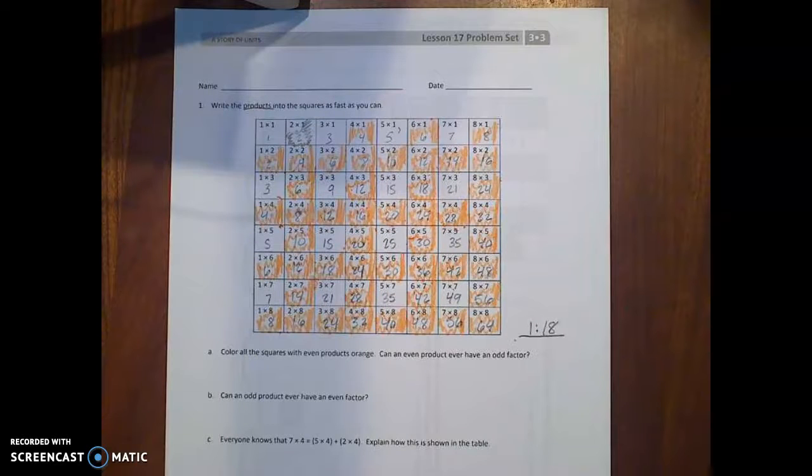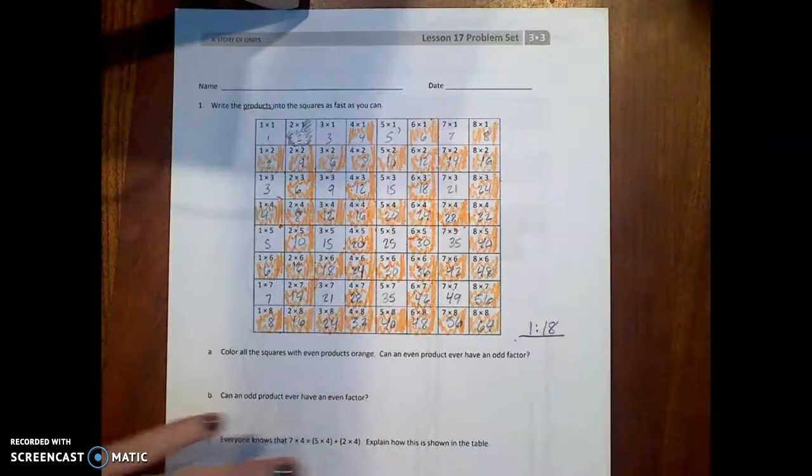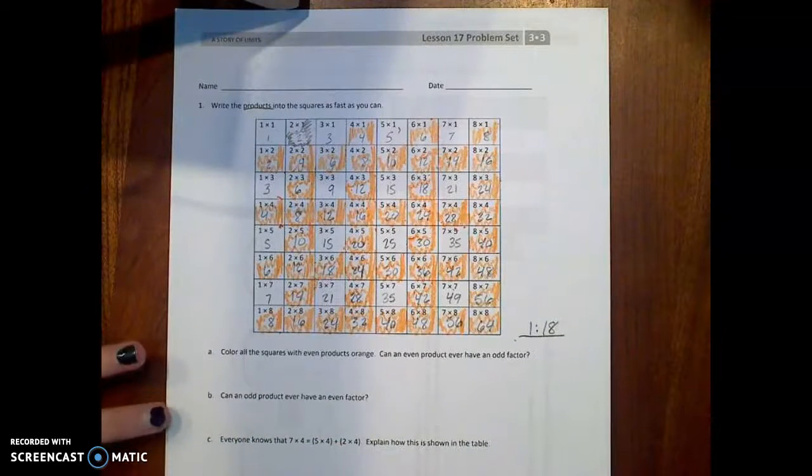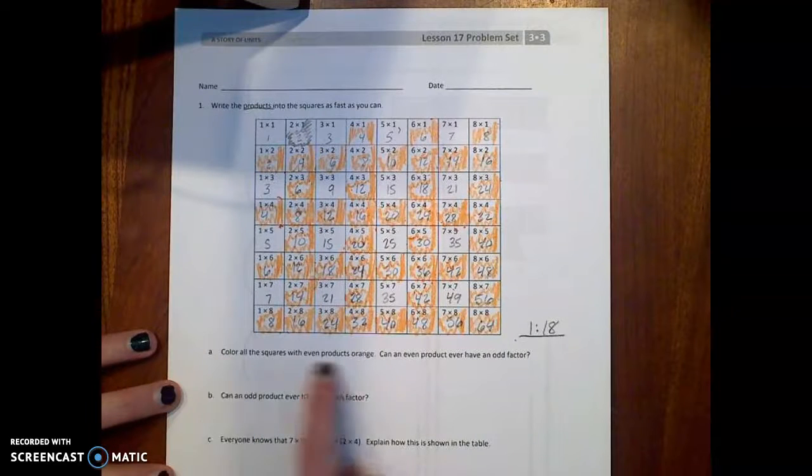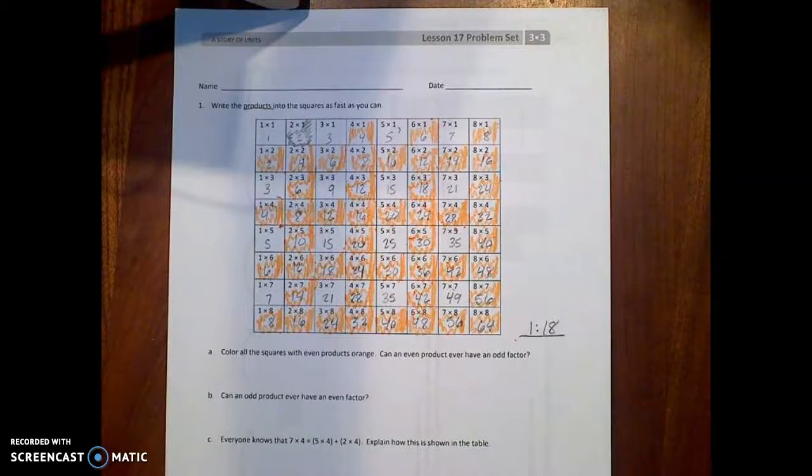Okay, hopefully yours looks something like mine. Again, it's fine if you don't have the orange color. You can do it with pencil. So we colored all our squares with even products orange. What patterns did you notice? There's a question right below your last video asking what patterns did you notice while you were coloring this in? I noticed a lot of patterns, and I hope you did too.